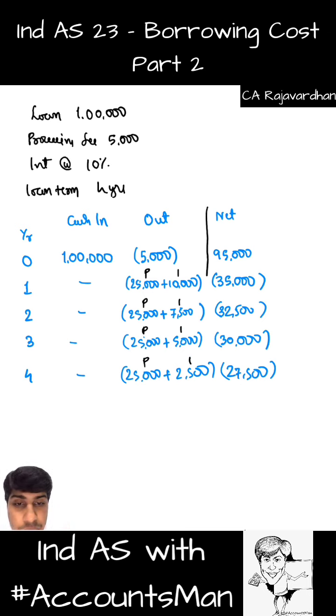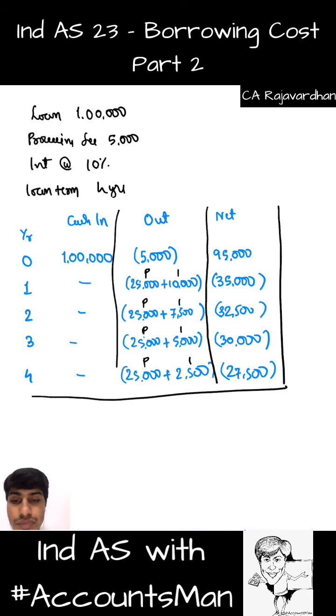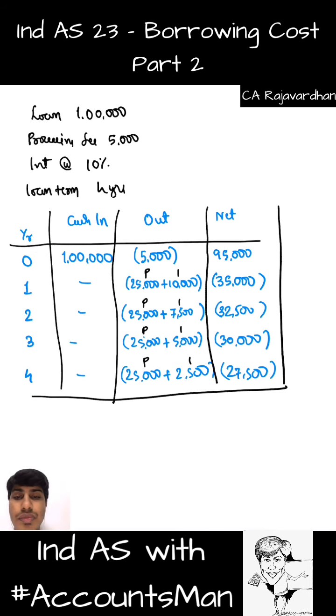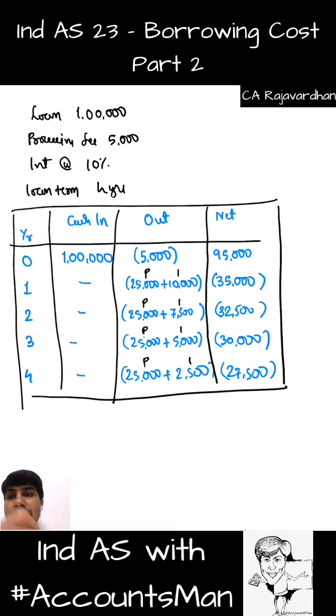So what we need to be cautious about here is, this is the net cash flow. Considering this net cash flow of inflow being 95 and outflow being 35, 32,500, 30 and 27,500, I need to compute the IRR, the rate at which NPV for these cash flows will be 0. That will become my effective rate.